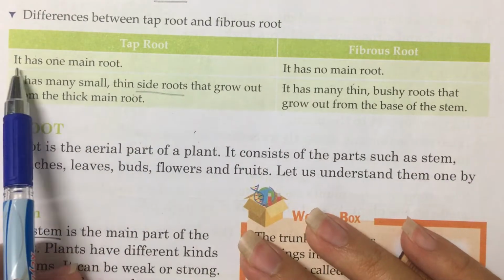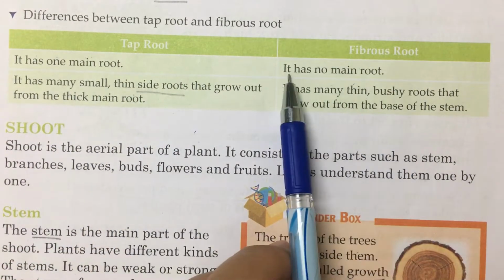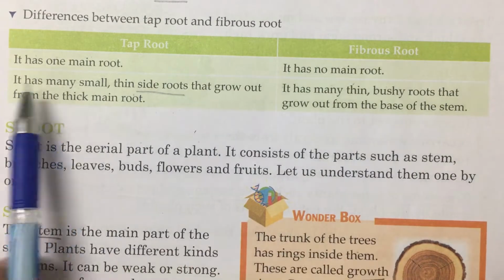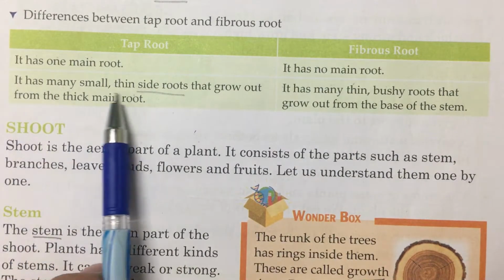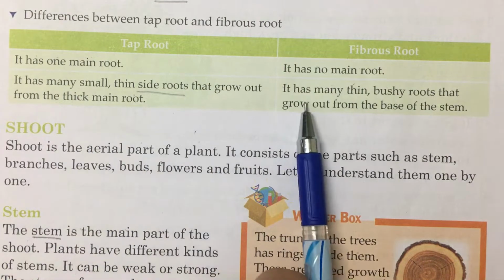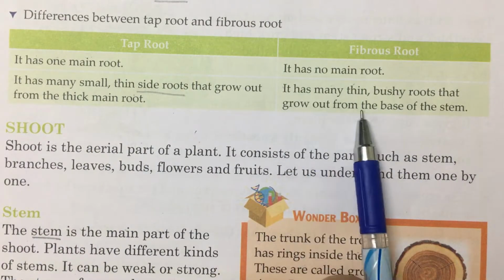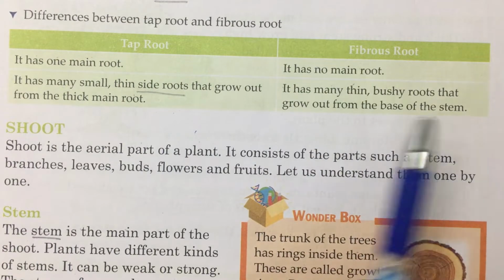Taproot has one main root, but the fibrous root has no main root. Taproot has many small, thin side roots that grow out from the thick main root, and fibrous root has many thin, bushy roots that grow out from the base of the stem.